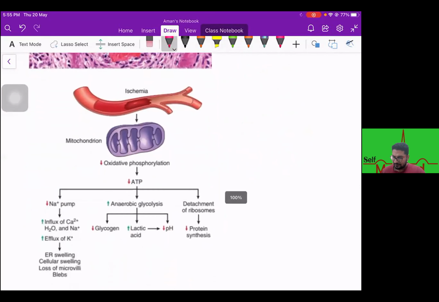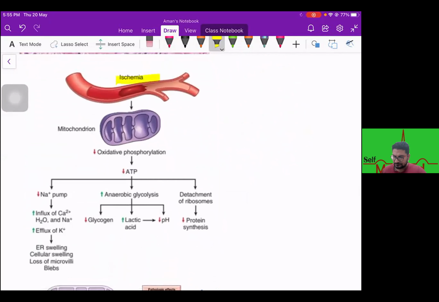Okay, moving ahead, understand this. Whenever there is ischemia, there is damage to mitochondria. So remember my statement: the earliest organelle that is affected in cell injury will be mitochondria. There will be decrease in oxidative phosphorylation. As mitochondria produce ATP, now ATP production will be decreased. Whenever there is less ATP, you will see the sodium pump activity will decrease. You will see there is more influx of calcium and water. So calcium and water will go inside.